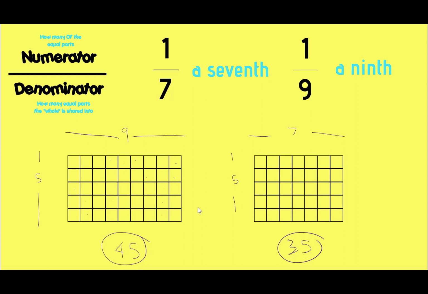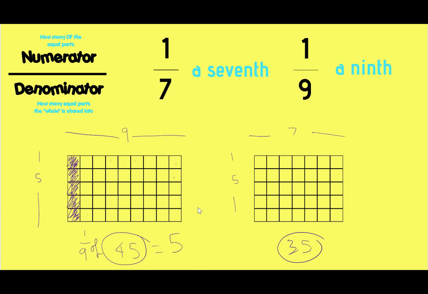So I am going to be able to find a 9th. And because there are 9 in every row, I could actually just shade 1 of the 9 in each row, which means I'm going to shade a whole column, and I'm going to leave 8 columns unshaded. So that's 1 in every 9. That's my 1/9 of that shape. And I can actually see that 1/9 of 45 was 5, because there's 5 in every column.